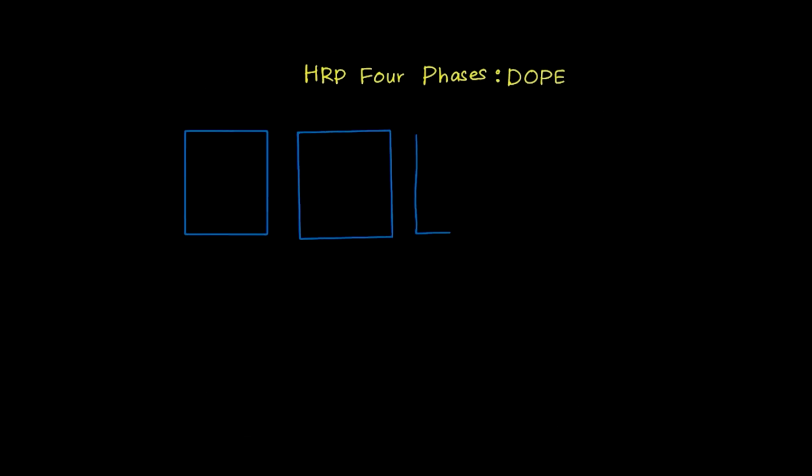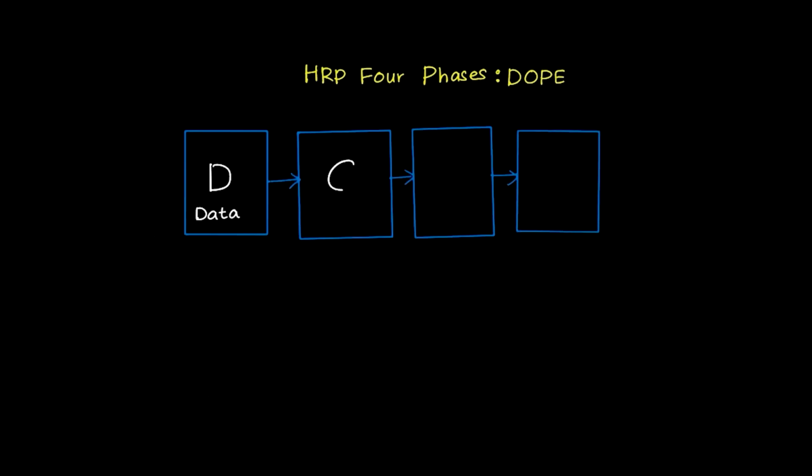The four phases of HR planning follow the DOPE sequence: data, objectives, programming, evaluating. First, you gather and analyse data about your current workforce. Second, you set objectives based on what you learned. Third, you design programs to achieve those objectives. Fourth, you evaluate whether your plans worked.